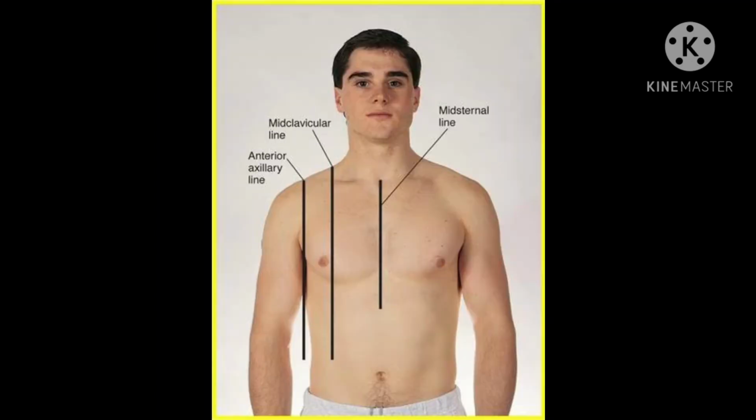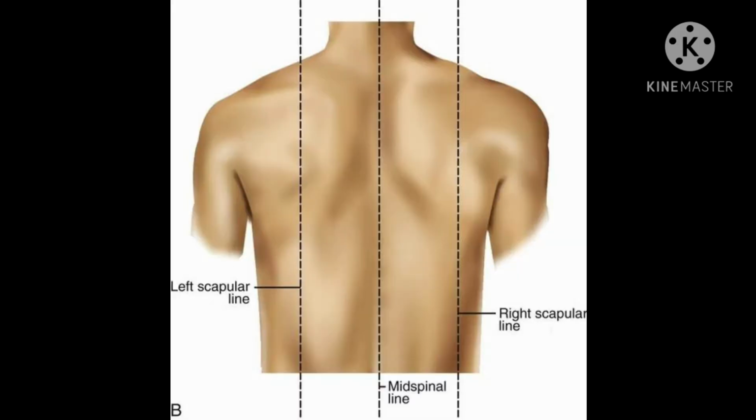The next picture shows the mid-sternal line, the mid-clavicular line, and the anterior axillary line. Lastly, the third picture here depicts the left and right scapular lines, and in between is the mid-spinal line.